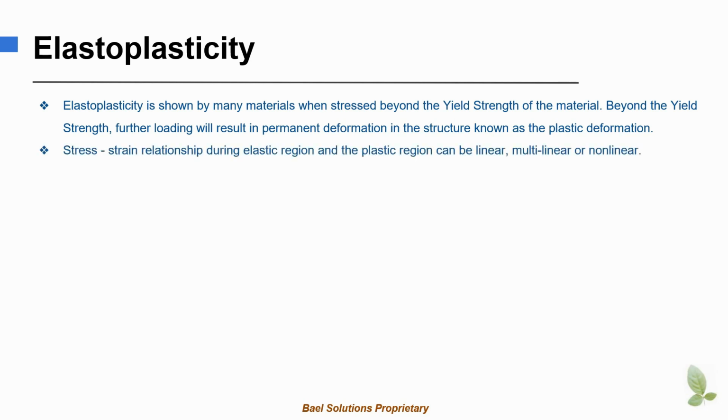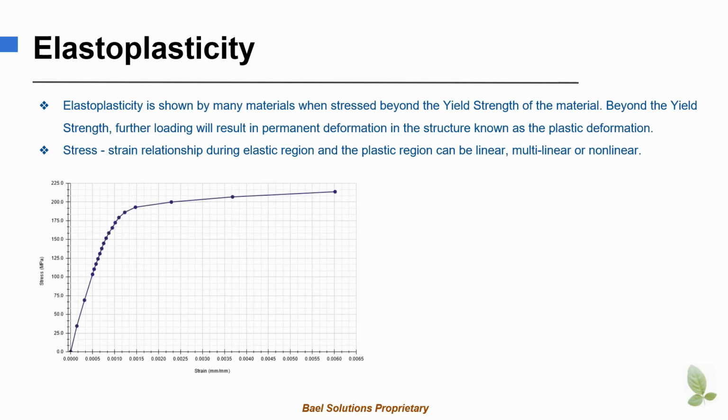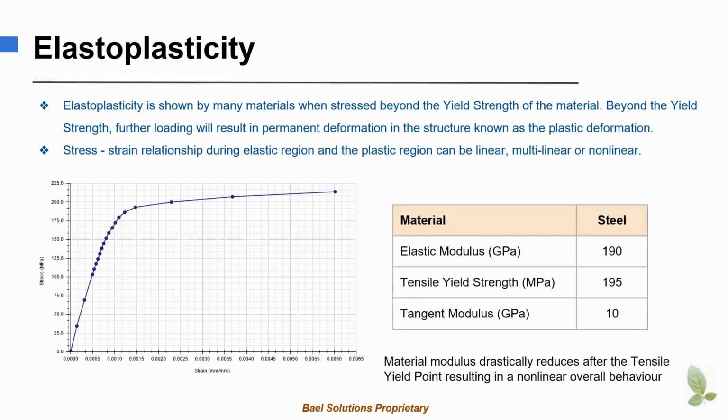Stress-strain relation in the elastic and plastic region may be linear, multilinear, or nonlinear. An example of an elastoplastic material behavior is shown in the figure below. The relation between stress and strain is linear up to 0.1% strain. It becomes nonlinear with higher strains. After the yield stress of 195 megapascals, plastic deformation takes place.